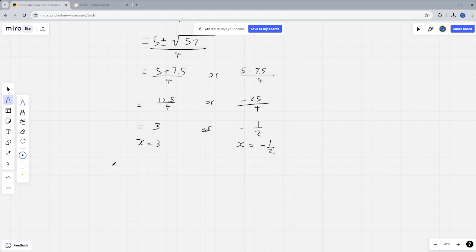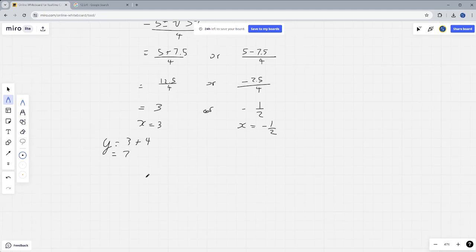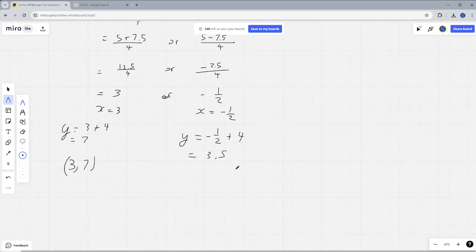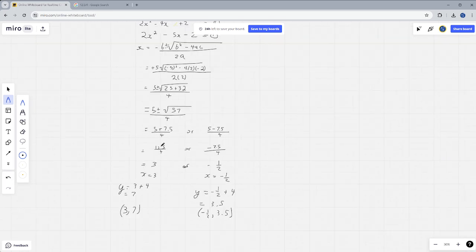But let's find our y value. So y is equal to x plus 4, x is 3, plus 4 equals 7. So our first coordinate where they're going to meet is 3 and 7. And then next we have y is equal to x, which is negative 1 over 2, plus 4. So you're going to be left with 3.5. So our next meeting point is going to be at x is negative half, and y is 3.5. And these are the 2 points where these 2 graphs will intersect.